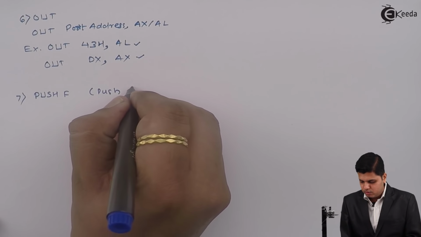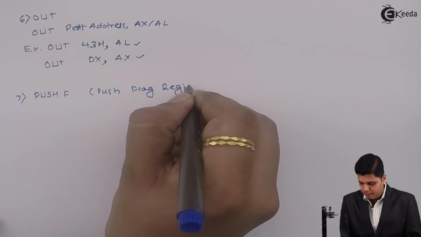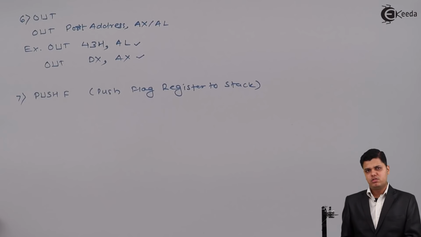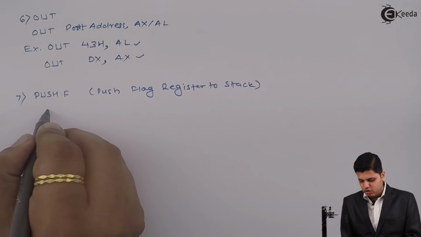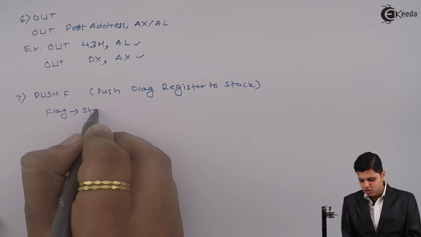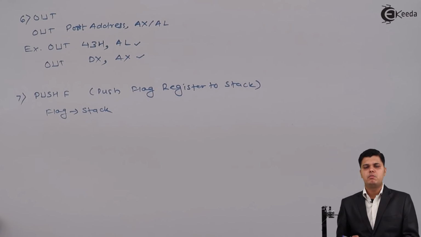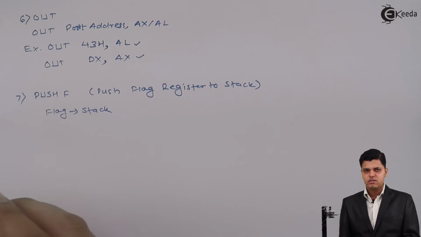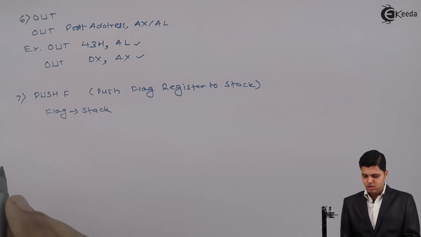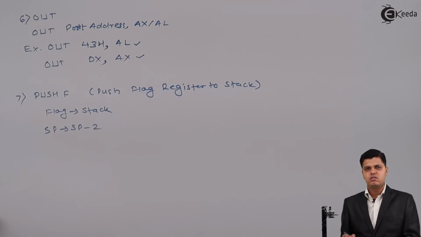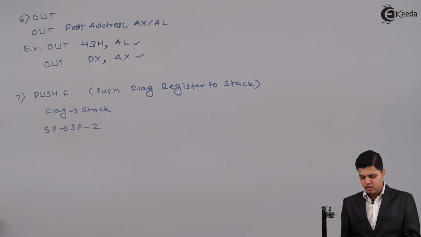Next instruction which we are going to see is PUSHF, which signifies push flag register to stack. Now we have seen the push instruction. The same operation is performed for this PUSHF also, only the contents of the flag register are copied to the stack. Unlike the previous instruction where we specify the operand as a memory or a register, in this case the operand is fixed, that is nothing but the flag register. Same operation is performed: the stack pointer is decremented by 2 and the contents of the flag register are moved to the stack segment.